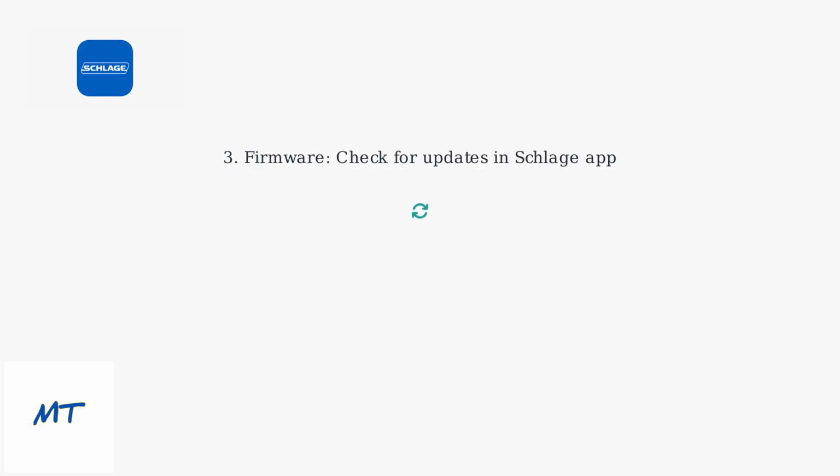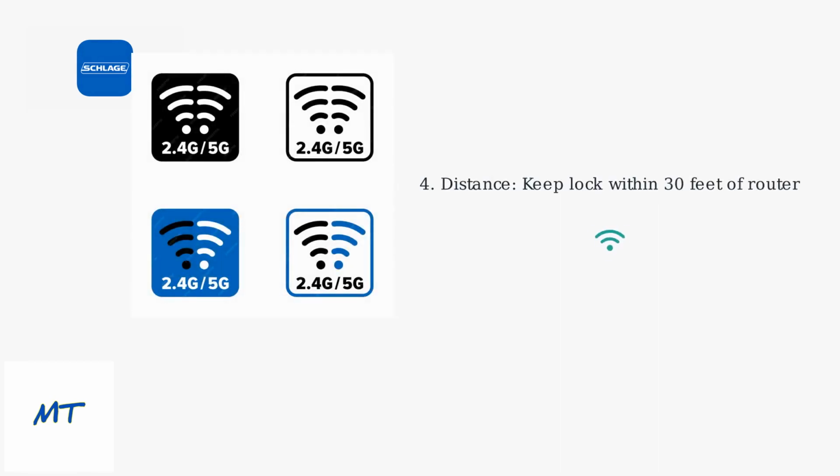Manually check for firmware updates via the Schlage Home app. Updates address stability issues and prevent outdated software problems. Verify the lock is within 30 feet of your router. Use Wi-Fi extenders for larger homes to ensure strong signal strength. Grant the Schlage app full network access on your phone. This prevents sync failures and ensures proper communication.